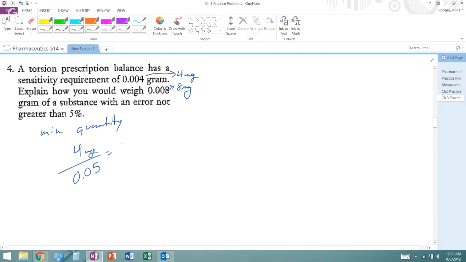So then you would find it's 80 milligrams again. Okay, so we take 80 milligrams minus, what are we looking for? 8 milligrams. Okay. And then we find that that's 72 milligrams. And then we need to find the ratio. So the ratio is over here.